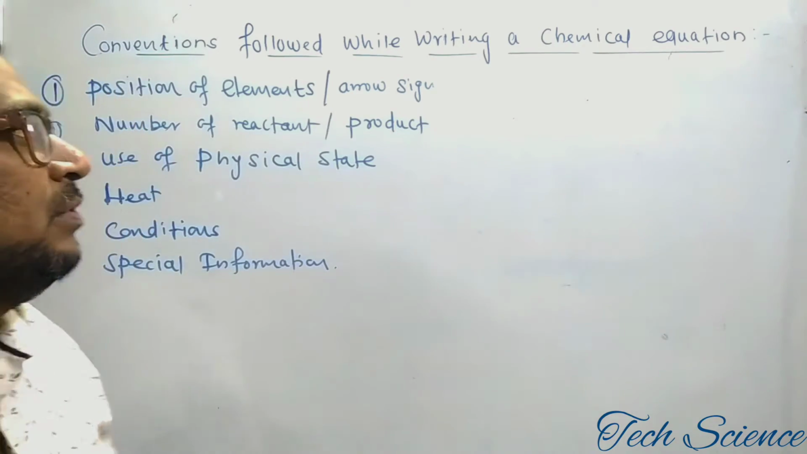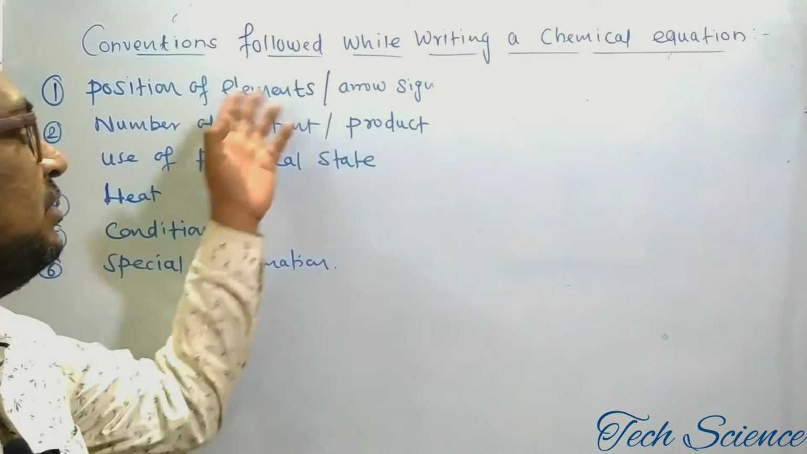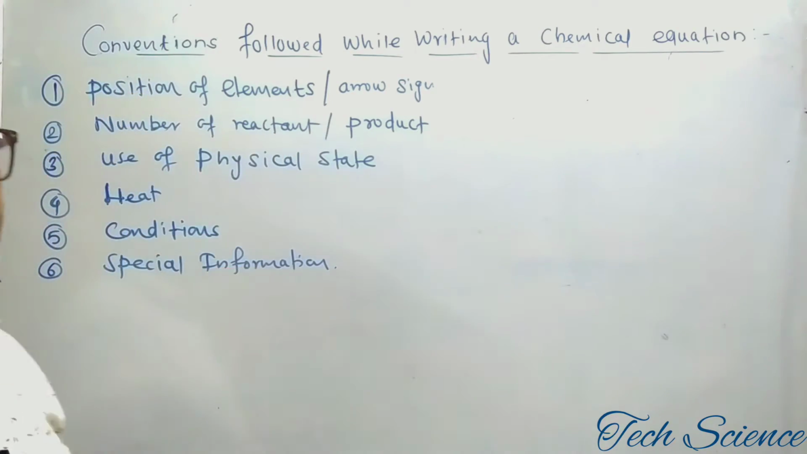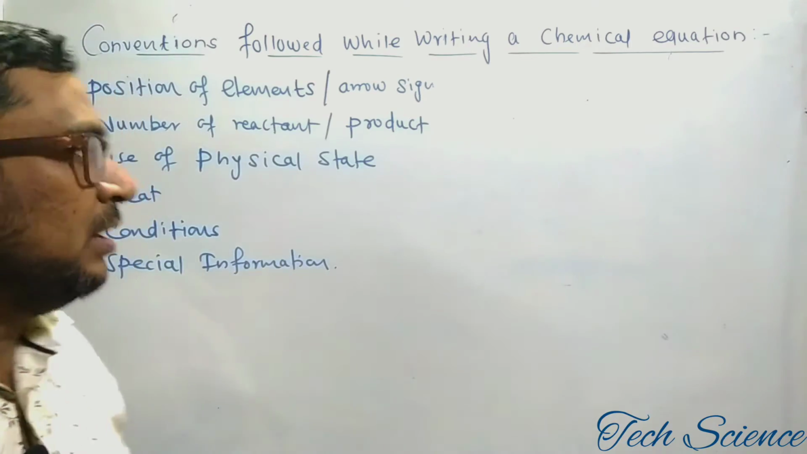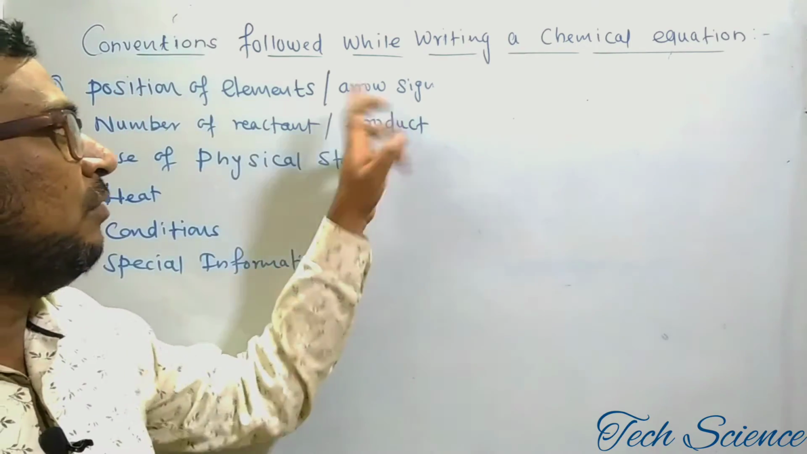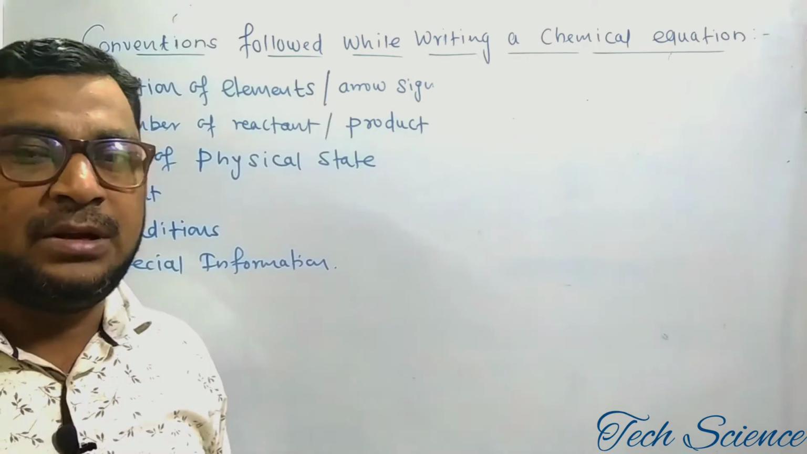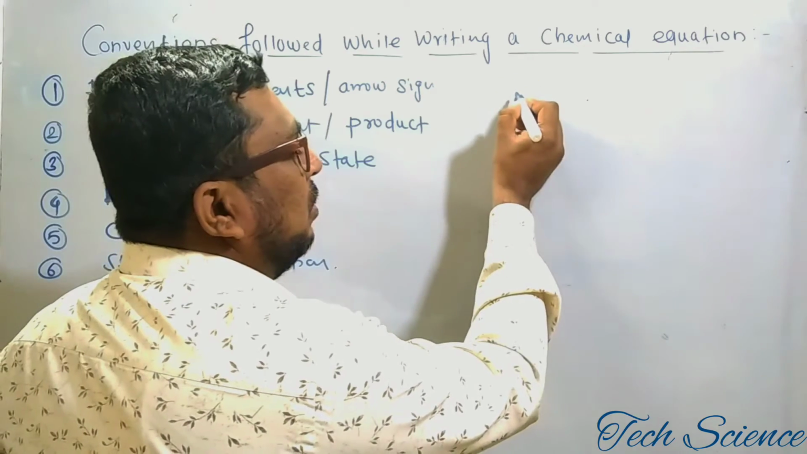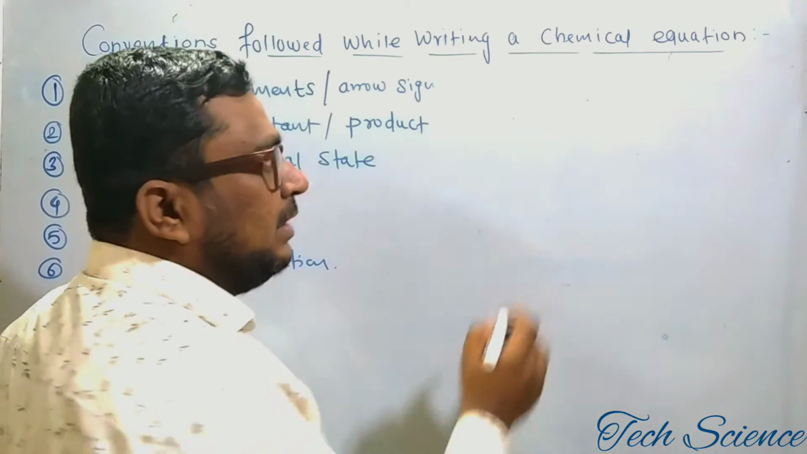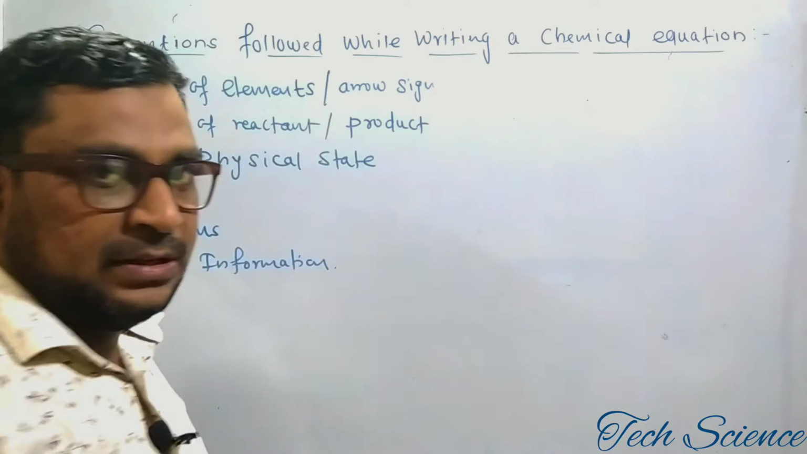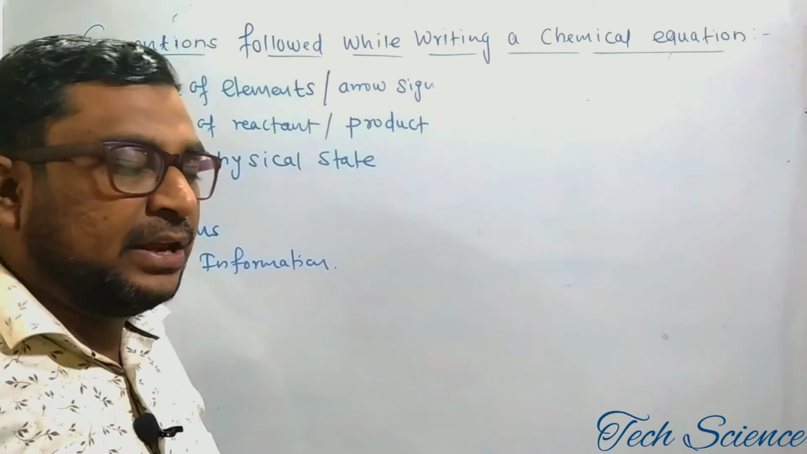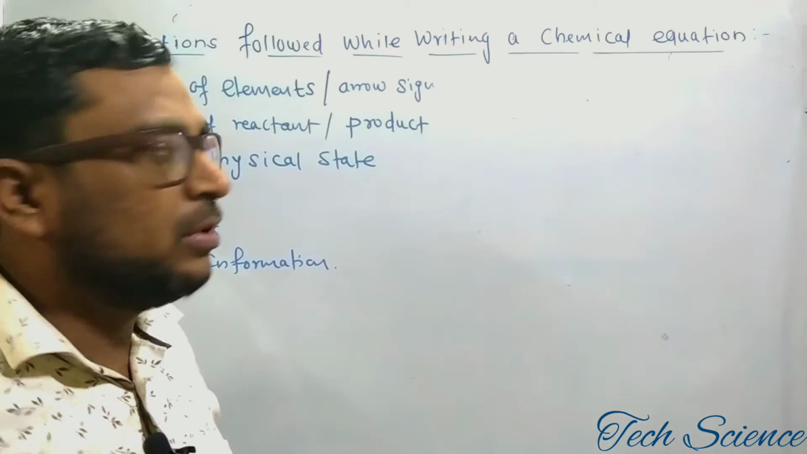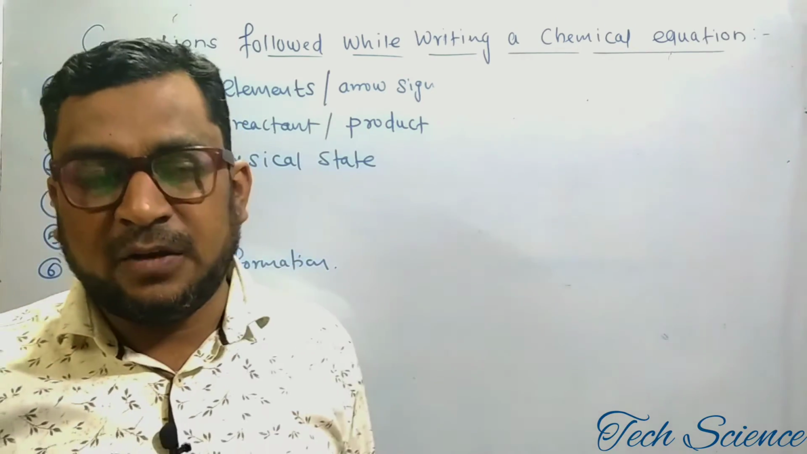So what is the first rule or first convention you have to follow while writing the chemical equation? In short, as a trick for the student, I am writing: position of element along with the arrow sign. Here elements are nothing but the reactants as well as the products. The reactants you always have to write on the left hand side, and the products on the right hand side. The arrow indicates the direction of the execution of the reaction from reactant to product.